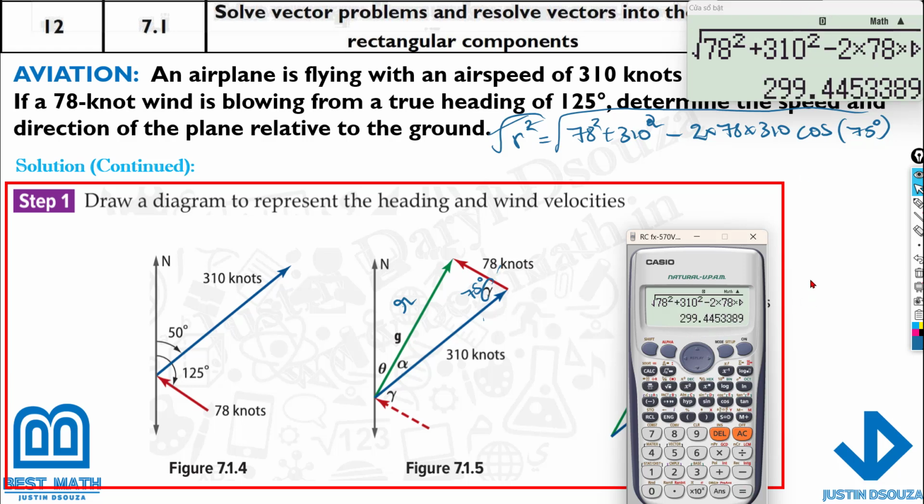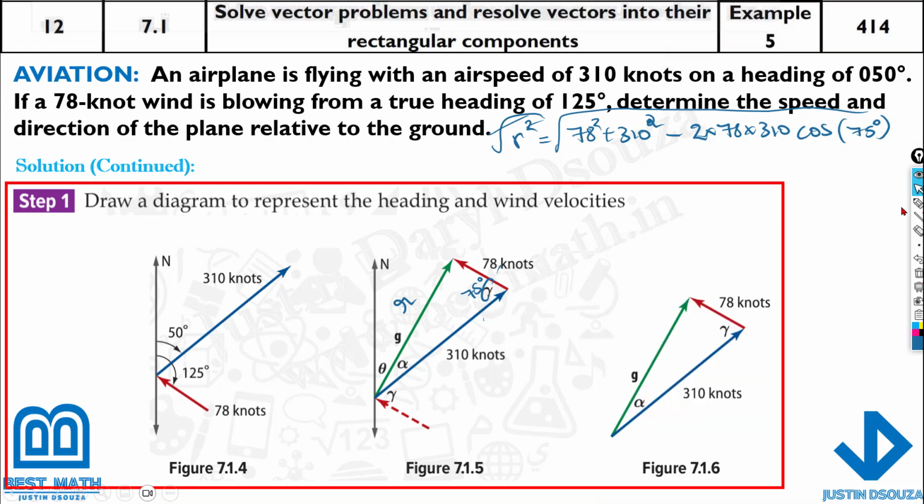The answer is 299.44. So we got the magnitude of the plane's resultant, R is 299.44. Looking at the options, you can easily eliminate the wrong options and see which magnitude has 299.44. That is one of the correct answers. But we don't know the angle theta. We need to find the speed and the direction, isn't it? So speed is found out. R is the speed. The direction now, we need to find this direction, alpha. Then we can easily solve.